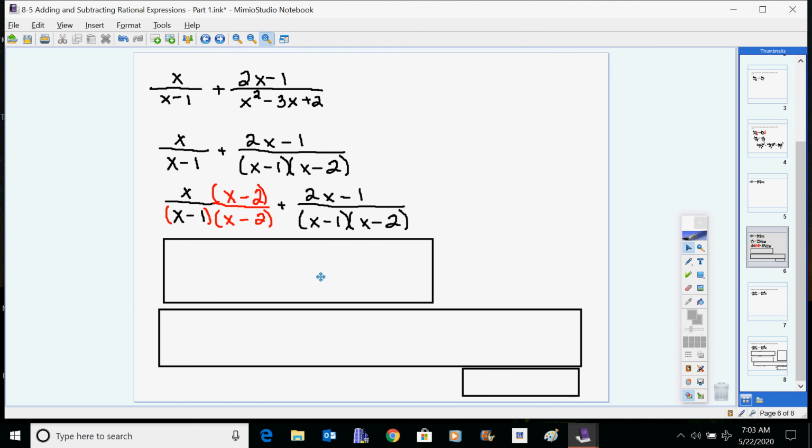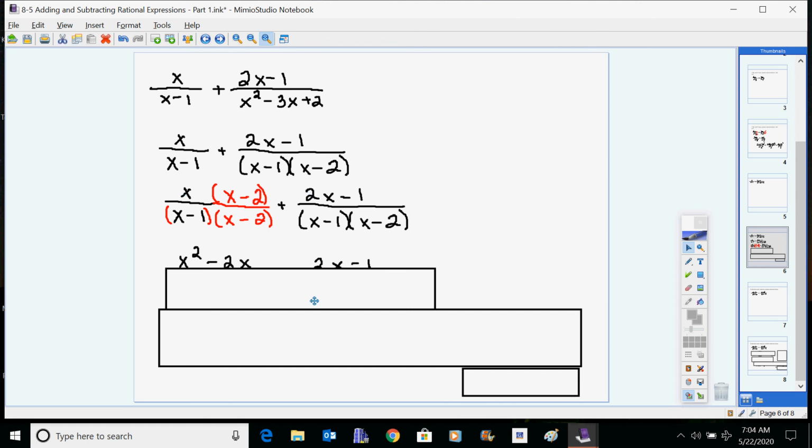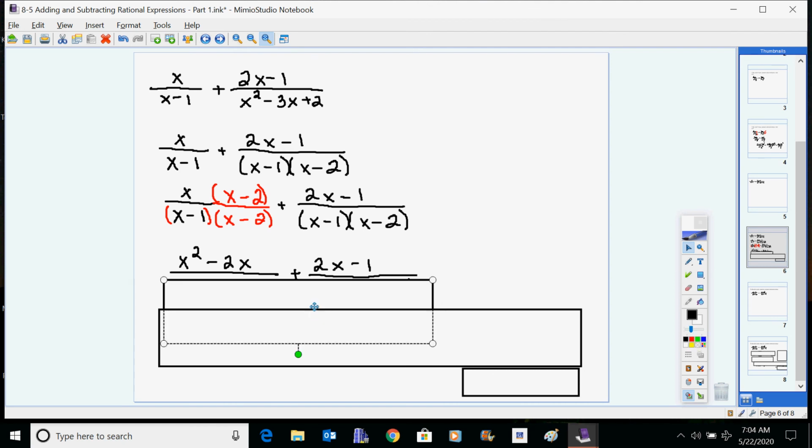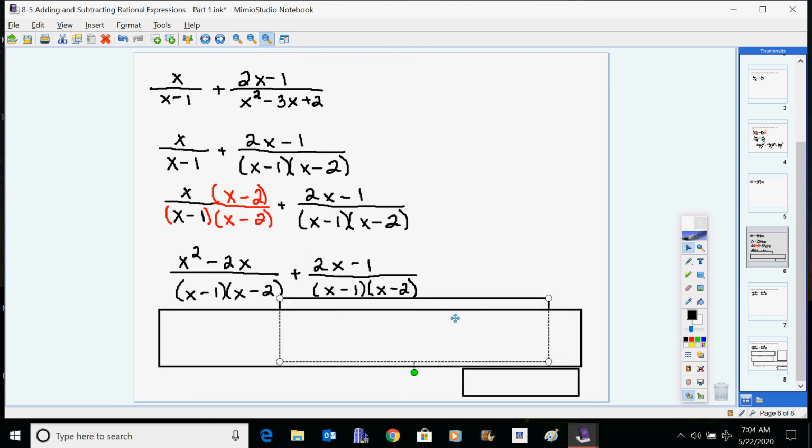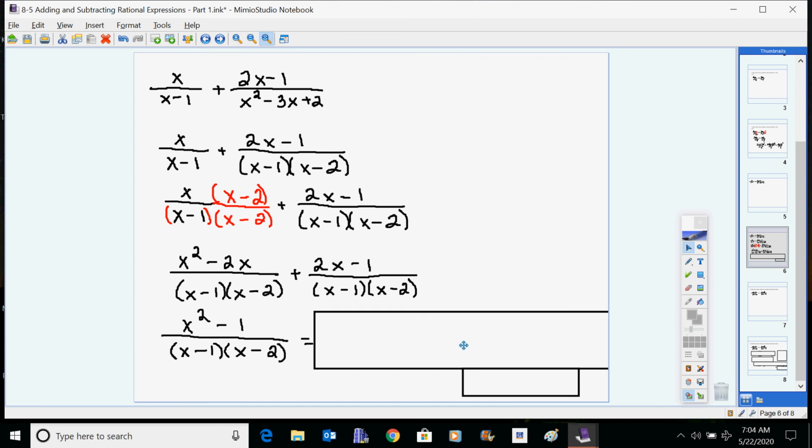Once you have common denominators, then you can put it together. But we do need to keep in mind that you need to do a little distributing so you can put the like terms together. Before I put those whole things together, x times x is x squared, x times 2 is 2x, and 2x minus 1 you leave alone. We do have our common denominators, so now I can put it together by addition. Notice that my negative 2x and my positive 2x cancel each other out, so you're left with x squared minus 1.